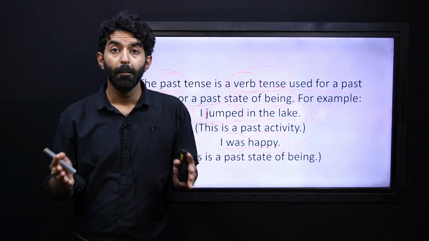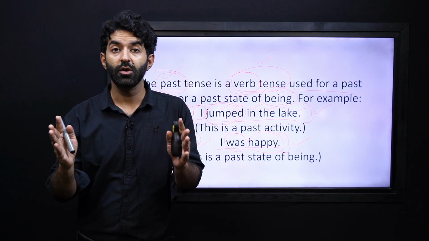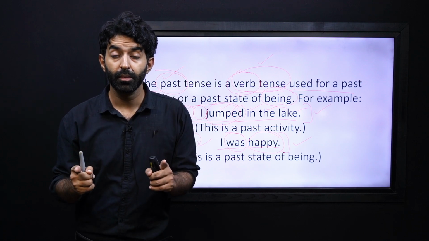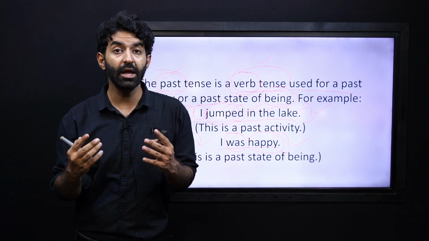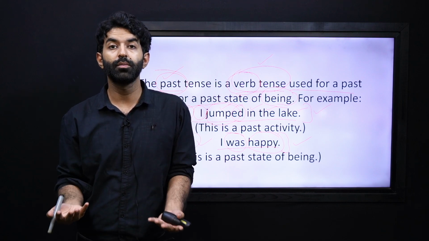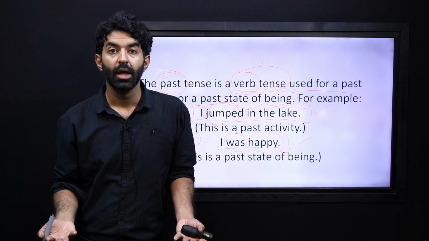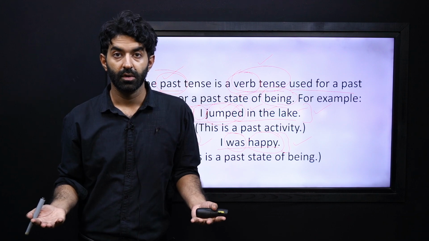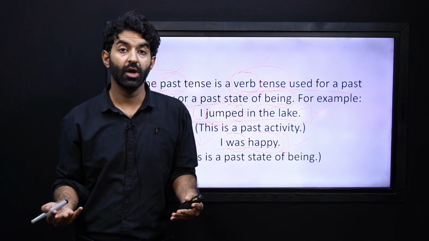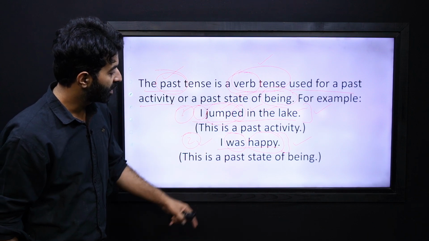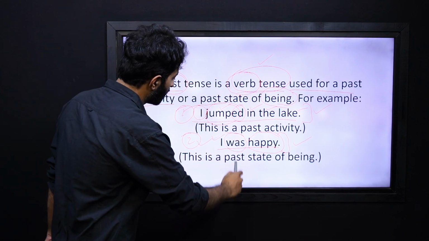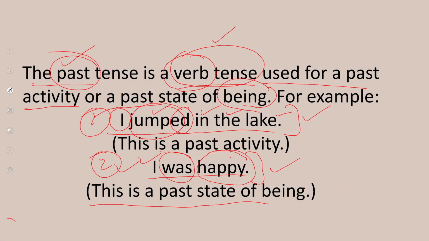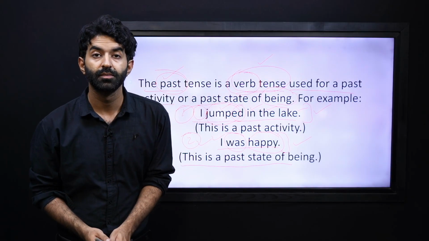Or be. But here, since we are talking about the past, our helping verb, which is acting as a main verb over here, will also be in the past form. And the past form of is is was. And why not were? Because we are talking about one person. We are talking about the first person. So this is also a state of being, but it is in the past.